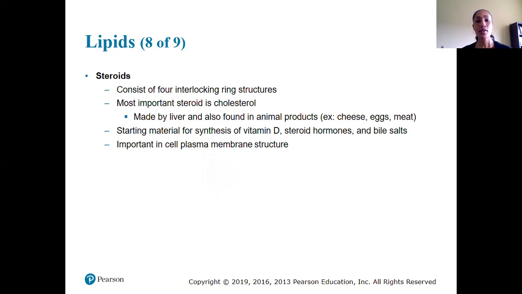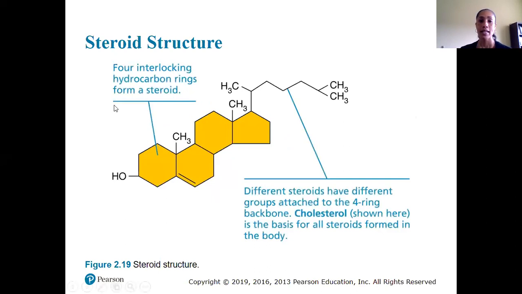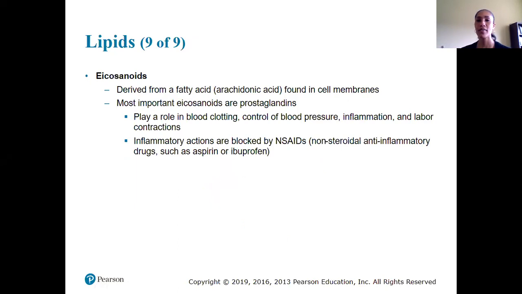So steroids are the starting materials for synthesis of vitamin D, steroid hormones, and bile salts. A lot of our steroid hormones make up our reproductive hormones as well. And steroids are also important in the cell plasma membrane structures, and we'll see more of that in chapter 3. And here we have an example of just what a steroid molecule looks like. Not going to make you memorize the structure of it, but that's just there for your visual purpose.